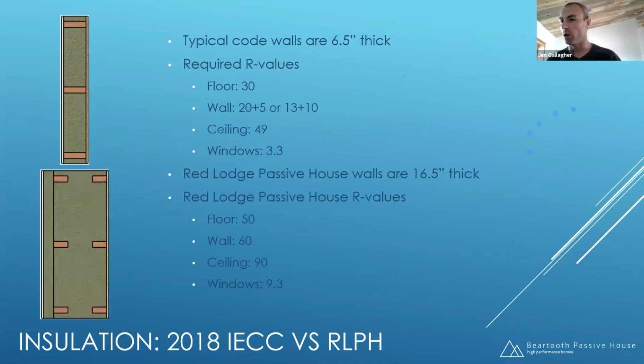So what do our walls look like? Our walls are 16.5 inches thick from the inside of the drywall to the outside of the sheathing. We have double stud, and you can see our R values for each one of our assemblies. So almost double the R value of our floor compared to what code would require at the 2018 code. Our wall about 3 times as much, ceiling twice as much, and our windows are roughly 3 times higher performing than what code would be.